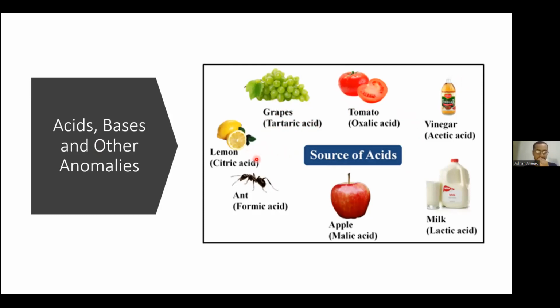Ants also release an acid which is called formic acid. In apples, we have malic acid, and in milk, we get lactic acid. So these were some of the examples of the acids that we usually consume from food or from natural sources.